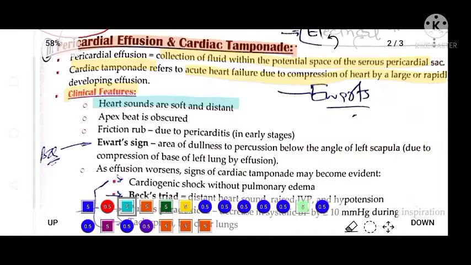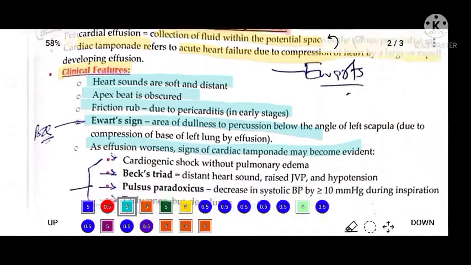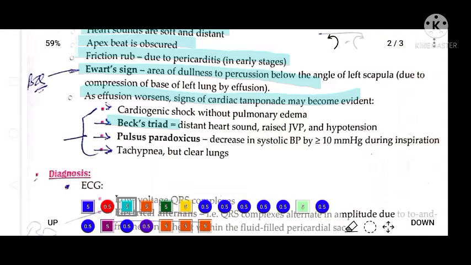So the clinical features will be: heart sounds are soft and distant, apex beat is obscured, and friction rub is due to pericarditis. Ewart's sign is an area of dullness to percussion below the left scapula, and a worsening sign will be cardiac tamponade. Beck's triad will be positive, in which there will be distant heart sounds, raised JVP, and hypotension.